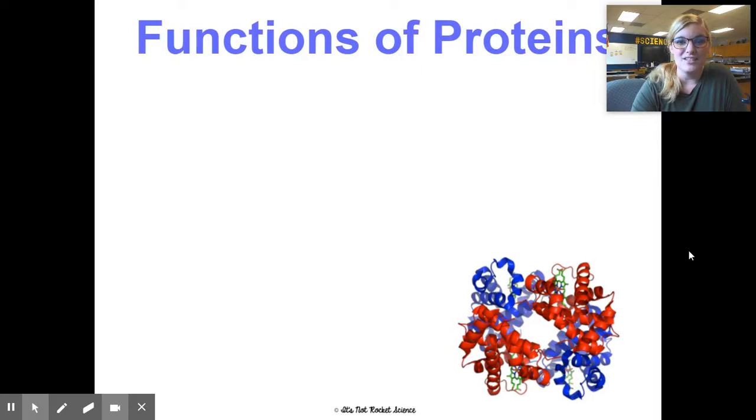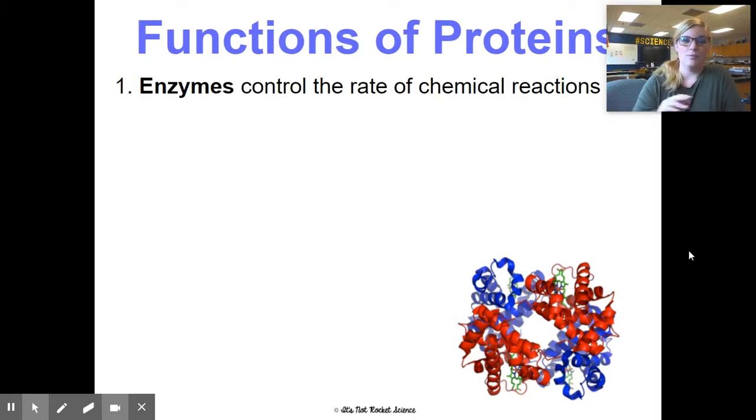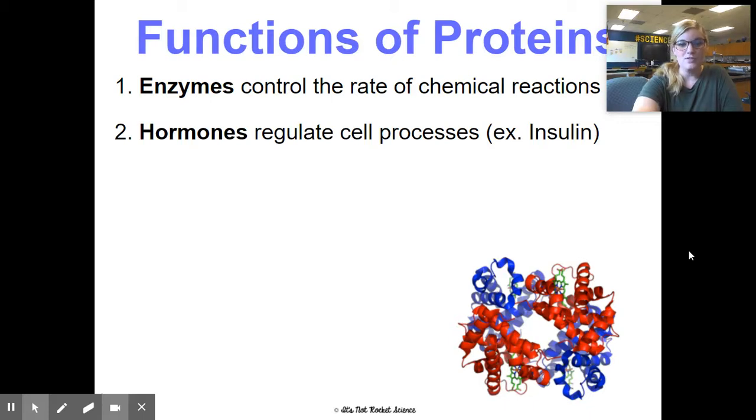So proteins have a ton of different functions. They are literally running your body in so many different ways. So I'm just going to list a few of them here. But enzymes are a form of protein that control the rate of chemical reactions. We're going to do a lot with enzymes later on. Hormones are going to regulate your cell processes. So an example of a protein hormone is insulin. And that's something that most people who are diabetic have to really look after.